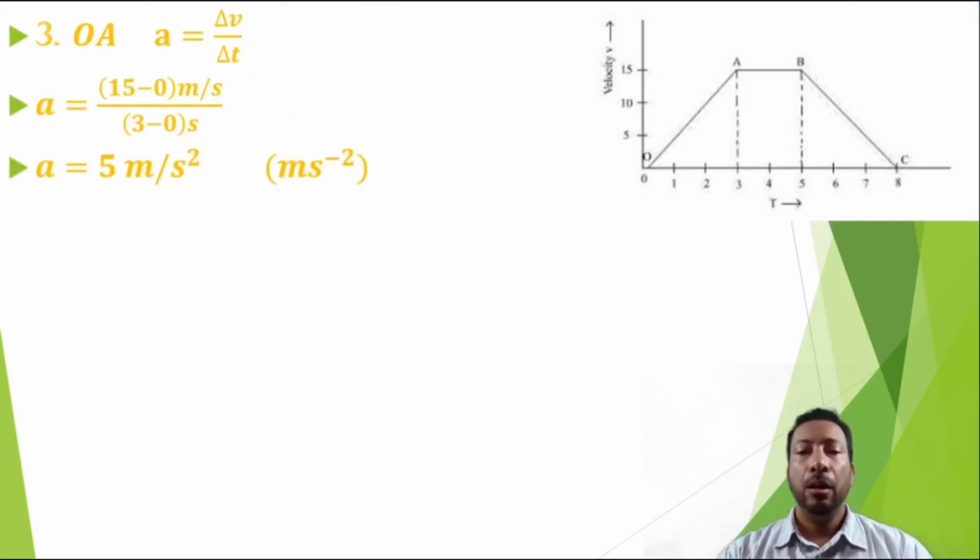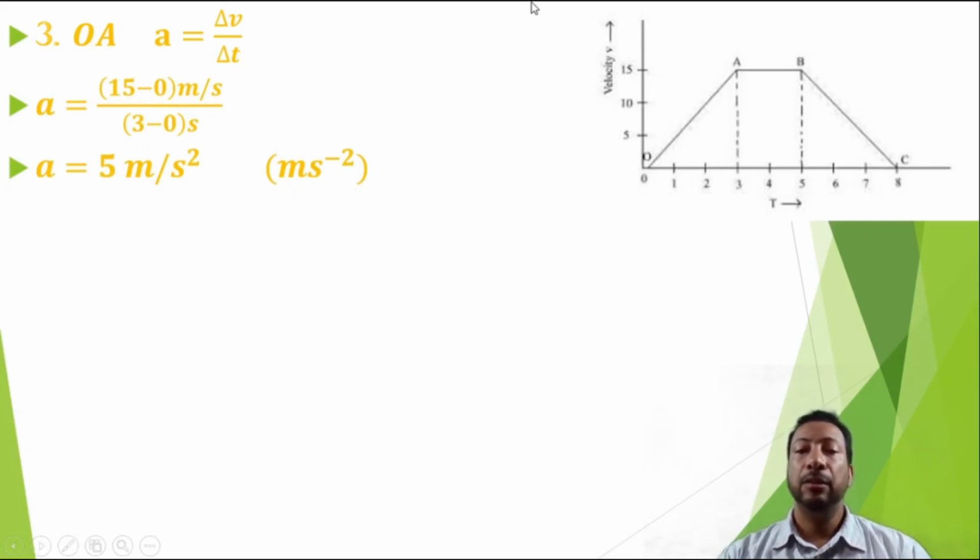Next, let's see what the acceleration is for all three parts of this journey. So here, the acceleration for OA is the change in velocity divided by the change in time. You could also have said it is the gradient. Same thing, right? y2 minus y1 over x2 minus x1. So here, the change in velocity goes from 0 up to 15, so that's a difference of 15. And then the time goes from 0 up to 3, so that's a difference of 3. So 15 divided by 3 gives us 5 meters per second squared.